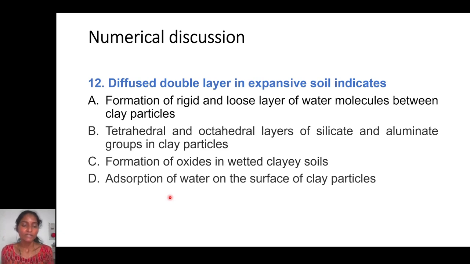Option B is tetrahedral and octahedral layers of silicon and aluminate groups in clay particles. So does this tetrahedral and octahedral layers imply diffuse double layer? Is that correct? And option C is formation of oxides in wetted clay soils. So when I say wetted clay soils, what? This is one of the ways of preventing the expansion.